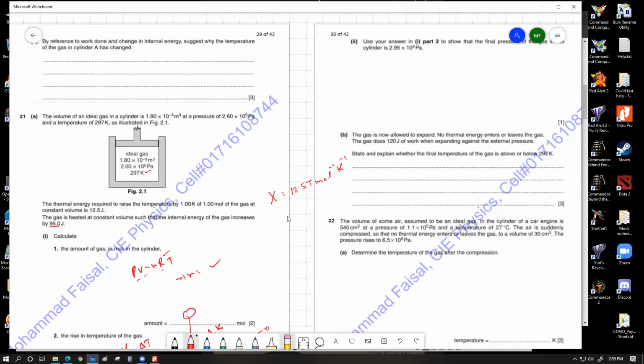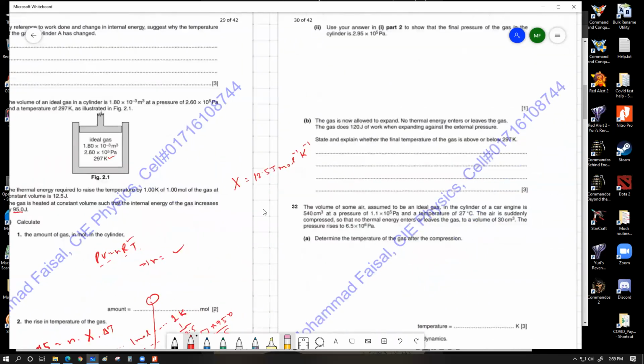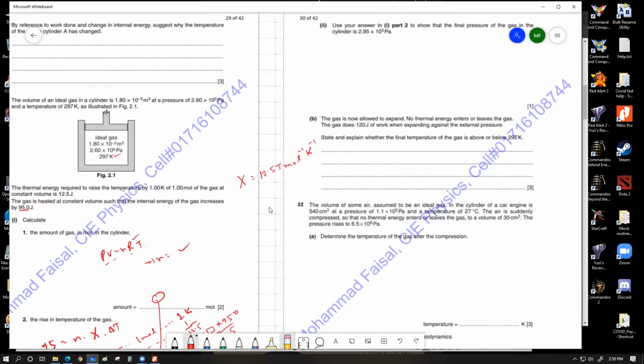In number 2, it says, use the answer in part 2 to show that the final pressure of the gas in the cylinder is 2.95 into 10⁵ Pascal. Now, this is a part that we need to do carefully.